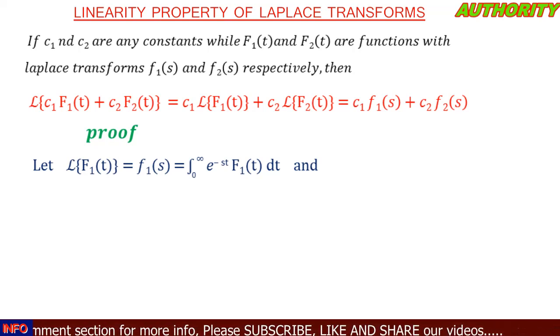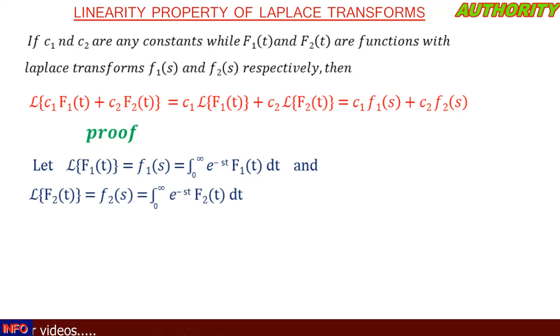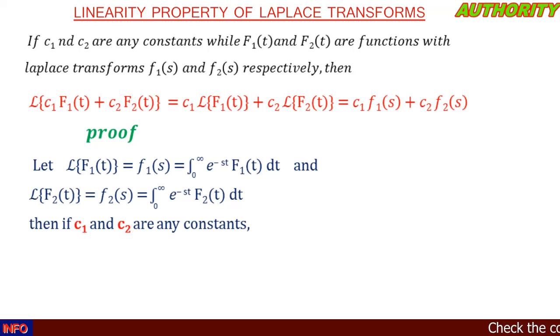Now, we say that it is the same as the integral from 0 to infinity e raised to the power of minus st f1 of t dt. Alright? Good. And then again, let's go again. We say if we have Laplace transform of f2 of t, it is the same as f2 of s. And then we say that it's still the same thing as saying the integral from 0 to infinity e raised to the power of minus st f2 of t dt. And then again we say if c1 and c2 are any constants. Now, first of all, we try to explain what we mean by the Laplace transform of f1 of t and f2 of t. By definition, this is what we have, okay?